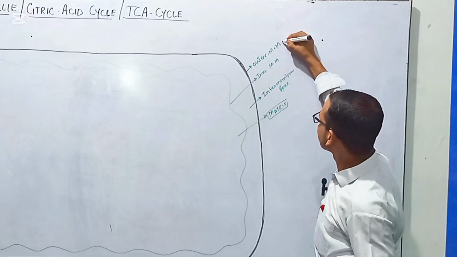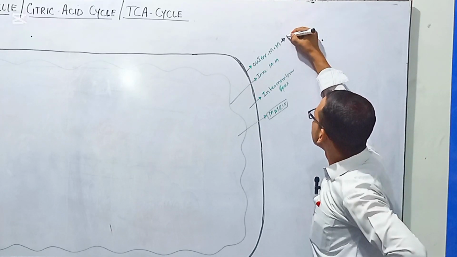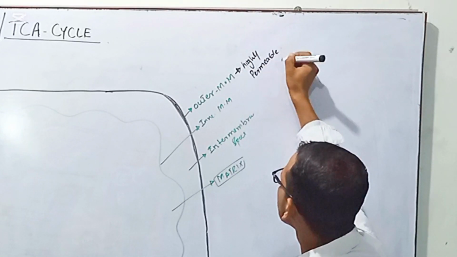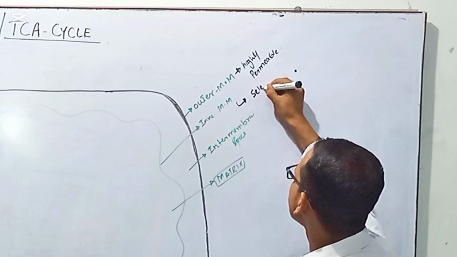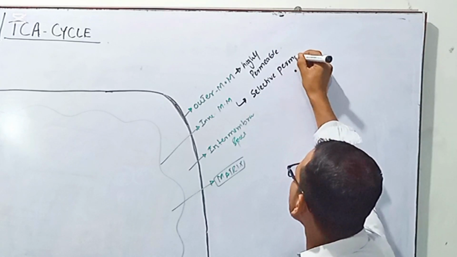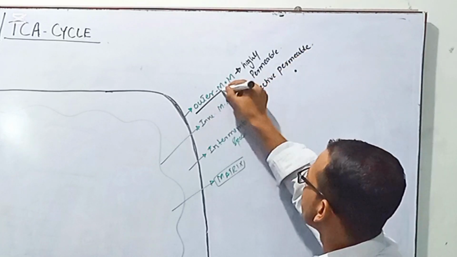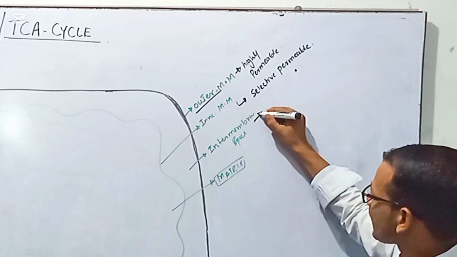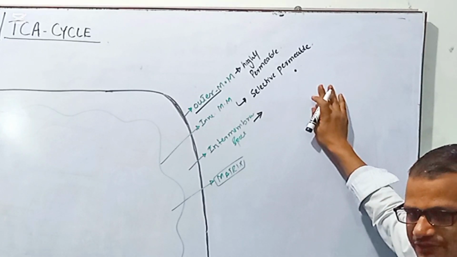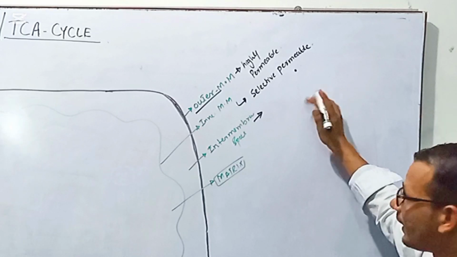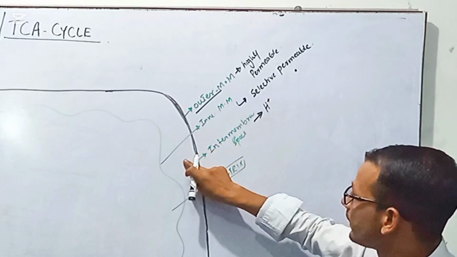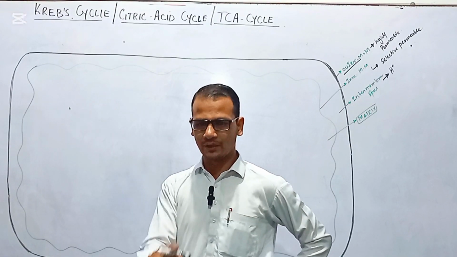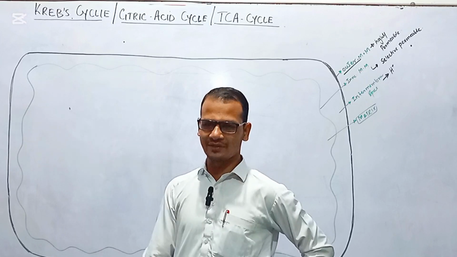This outer membrane is highly permeable. This is very selectively permeable, and this is smooth and this is folded. Right, intermembrane space. What is the importance of intermembrane space? Later, when we discuss the electron transport chain, all the hydrogen ions will accumulate in the intermembrane space, and when these hydrogen ions go inside, it will form energy by rotating the ATP synthase enzyme.